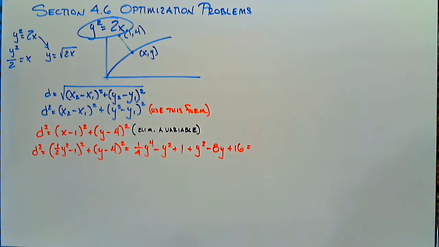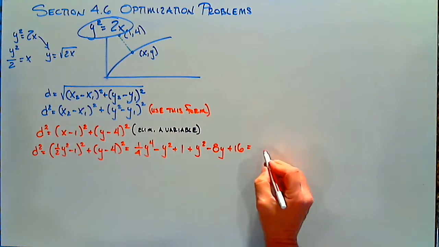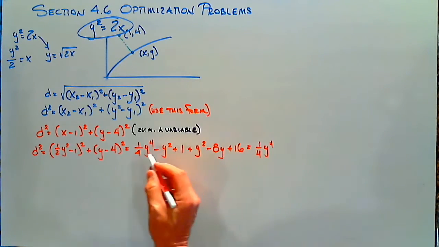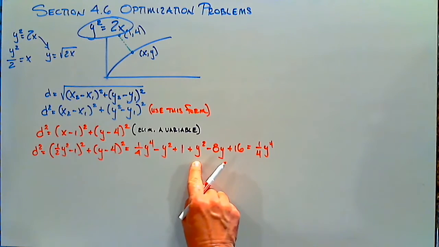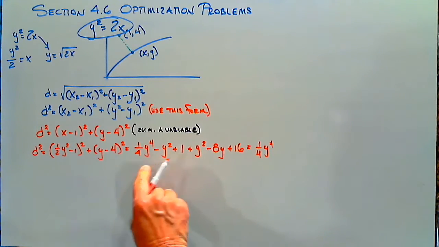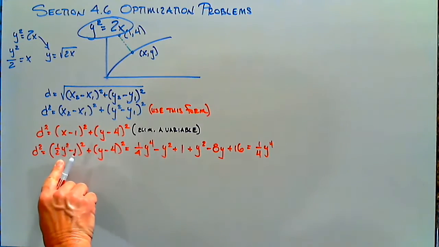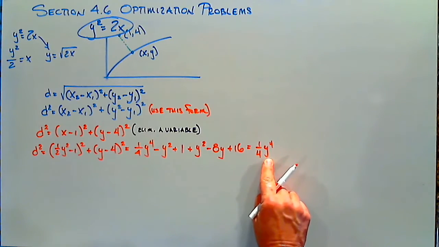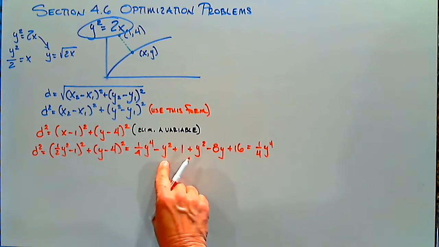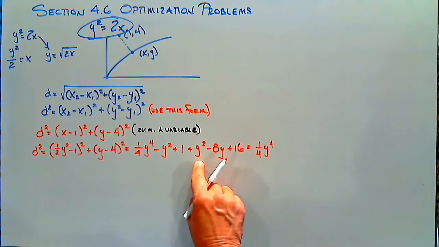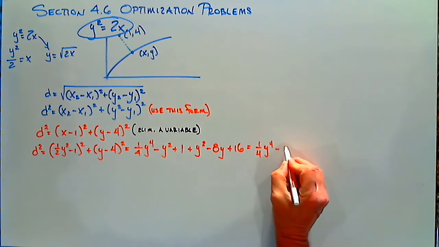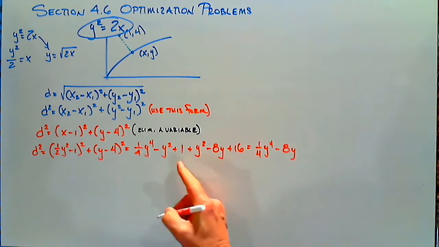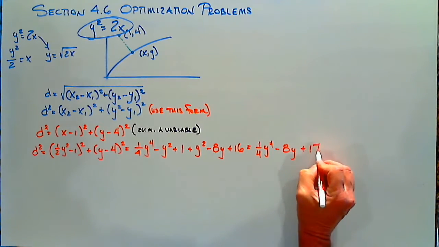Now if we collect all of our like terms, we're going to get 1/4 y to the 4th here. We don't have any y cubed. We do have a y squared here and a negative y squared here. Let's just go back and make sure that's indeed what we were supposed to get, and it is, right? That's what we're supposed to get. So that's really nice. So we get 1/4 y to the 4th. We get negative y squared plus y squared. So we get a minus 8y, right? That's our next term, minus 8y. And then we have plus 17.